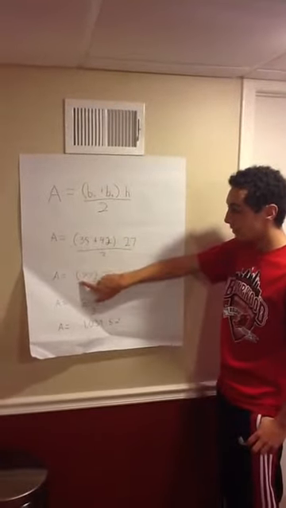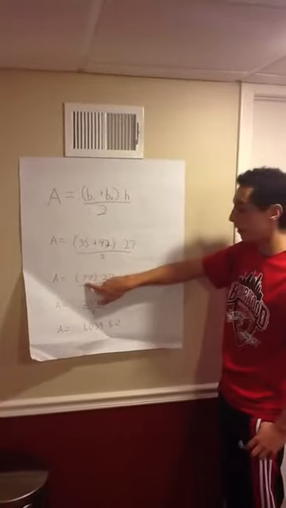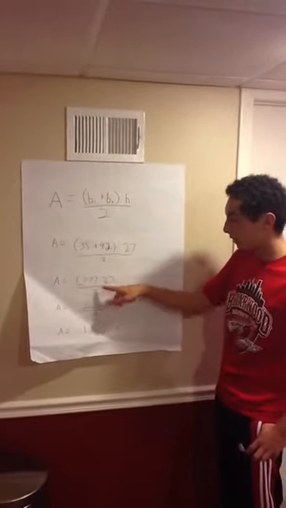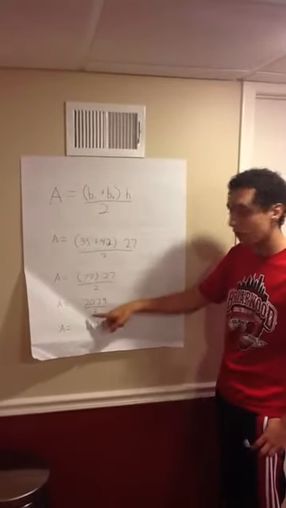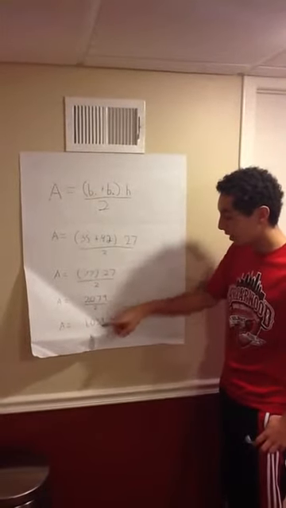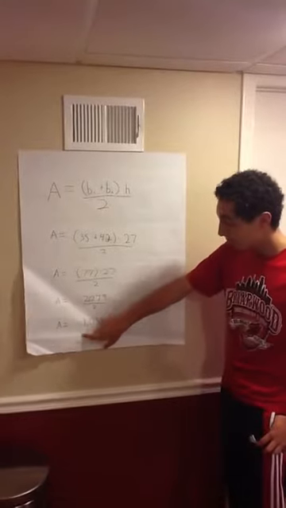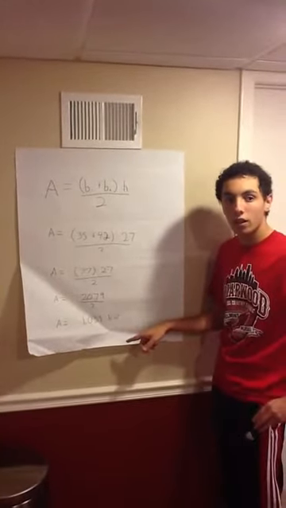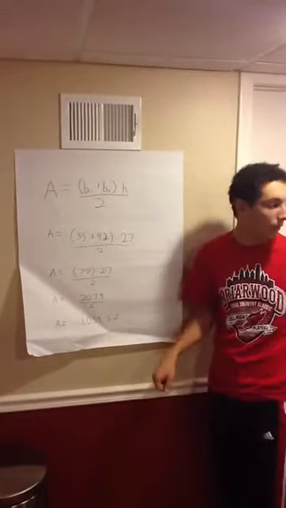Then we add the bases together and get 77 for the combined number of both the bases. When we multiply 77 and 27, we get 2079. And then when we divide by 2, we get that we need 1039.5 inches of plastic to fill up that trapezoid.